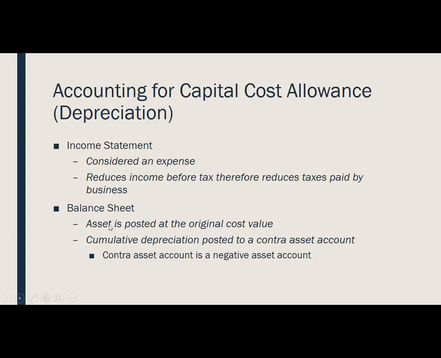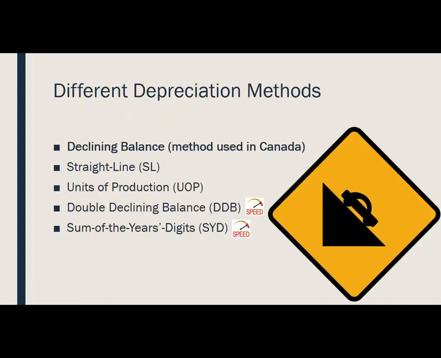And then in the balance sheet, you have it posted as an asset for the original cost value, again, including your delivery and including your taxes. And then you'll always record the cumulative depreciation as I discussed earlier. So it's a contra asset account, a negative asset account. So it would go against the assets themselves.